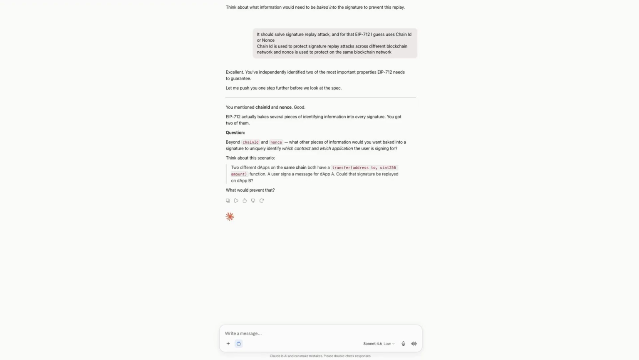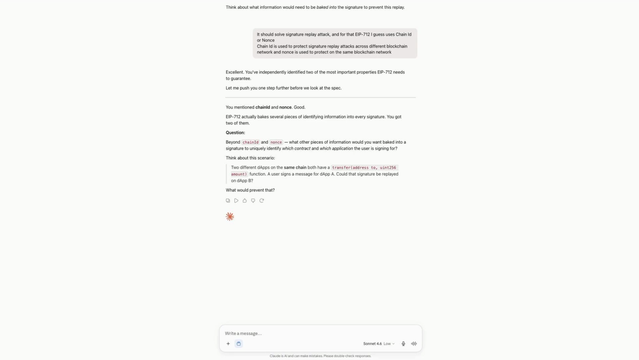Okay, chain ID and nonce, correct. EIP-712 actually bakes several pieces of identifying information into every signature. You got two of them. Beyond chain ID and nonce, what other pieces of information would you want baked into a signature to uniquely identify which contract and which application the user is signing for? Think about this scenario. Two different dApps on the same chain. Both have a transfer address, amount function. A user signs a message for dApp A. Could that signature be replayed on dApp B? What would prevent that?